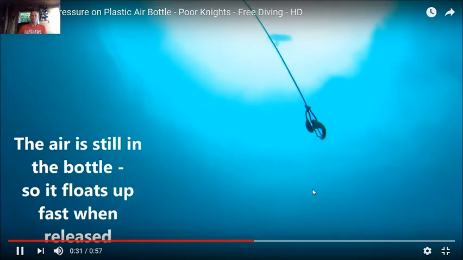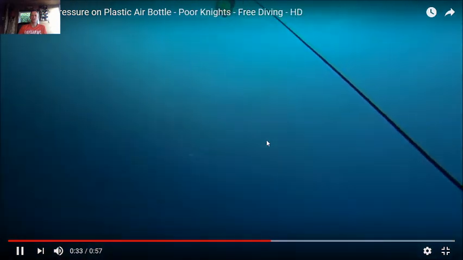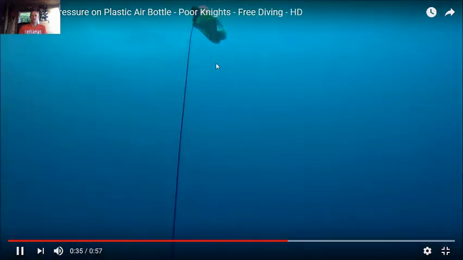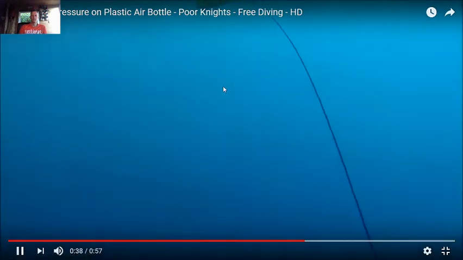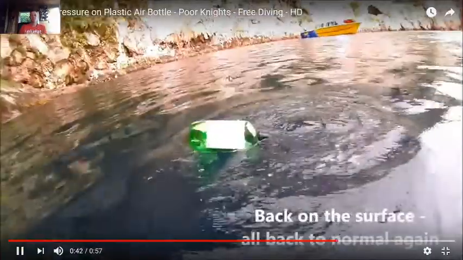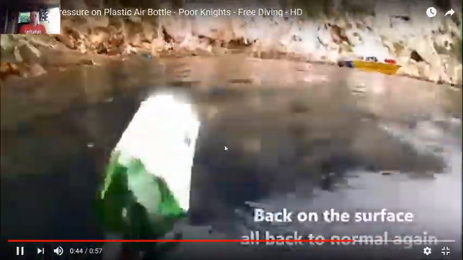Now, if you go back up again, this camera's trying to catch it up. Luckily, you start to see the bottle. Push this bottle up, and it should get bigger and bigger because the pressure now decreases as you go higher up.